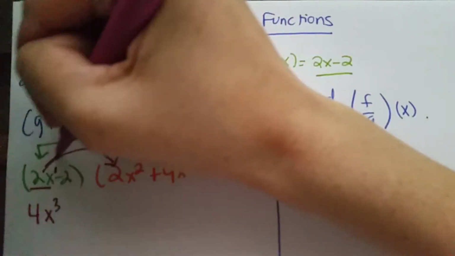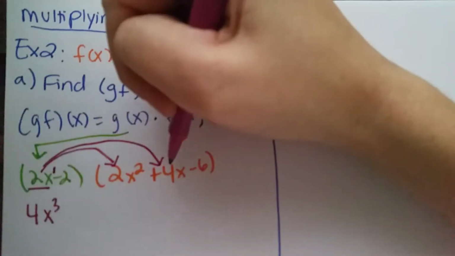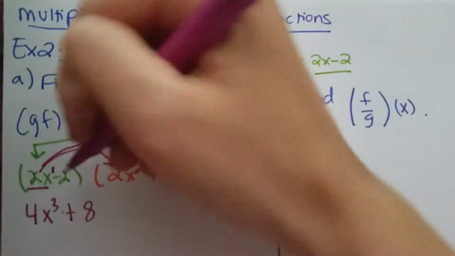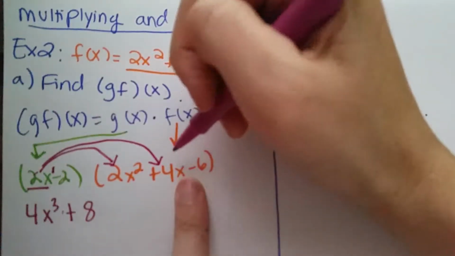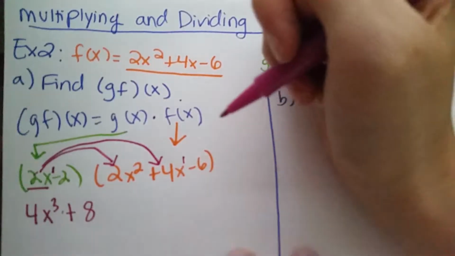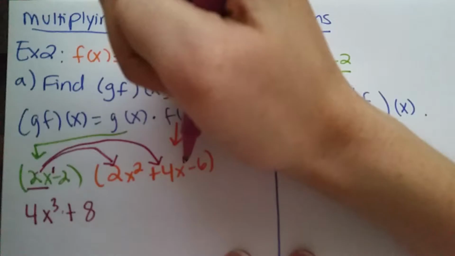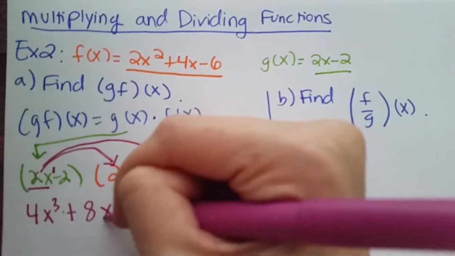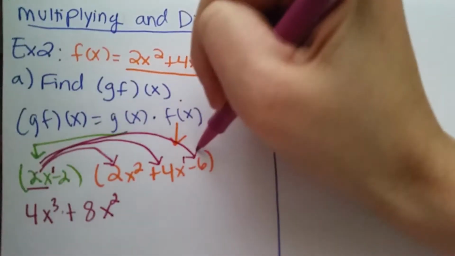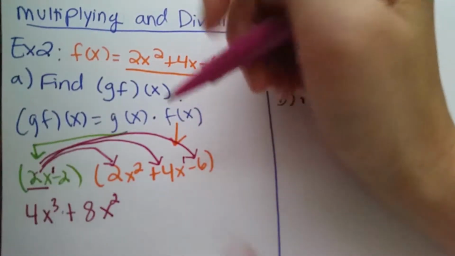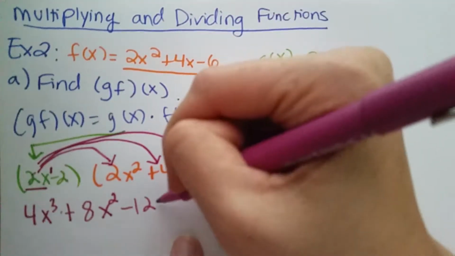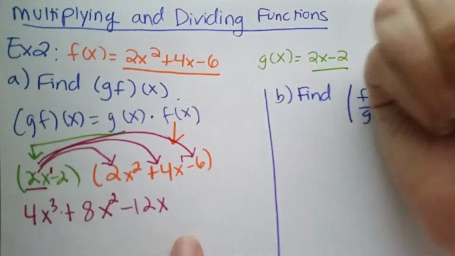I'm going to do the same thing with the other two terms. So 2x times 4x: 2 times 4 gives me 8. And x times x, just like before, each x has a secret 1 for an exponent, so 1 plus 1 gives me x to the second power. Finally, I'm going to multiply 2x times negative 6. So 2 times negative 6 gives me negative 12. Since this term doesn't have another x, I just drop down the x, because I have no other variable to add an exponent to.